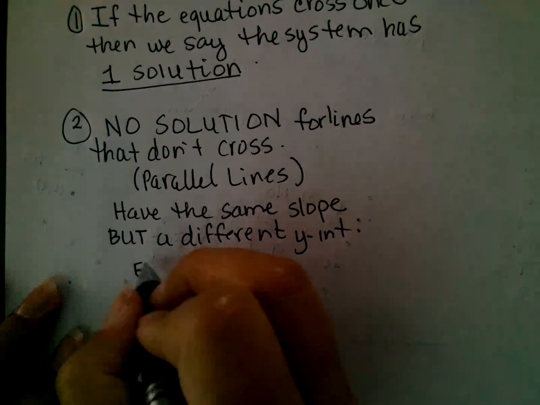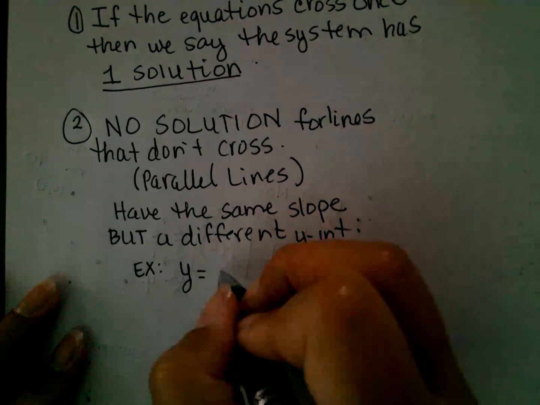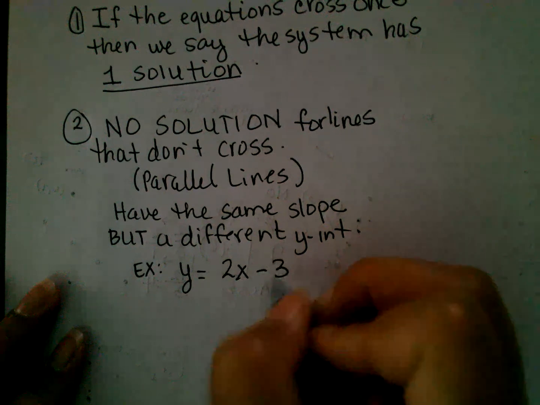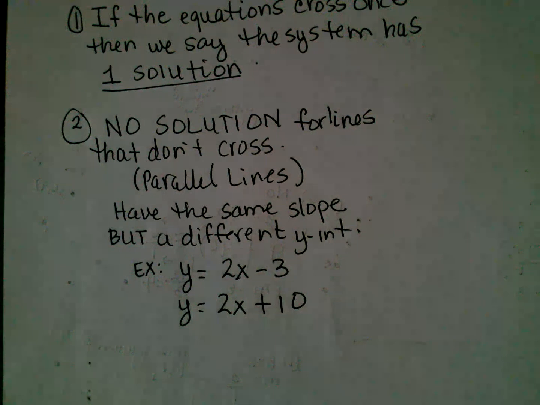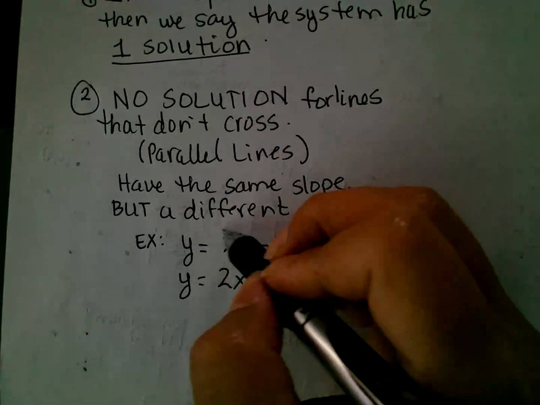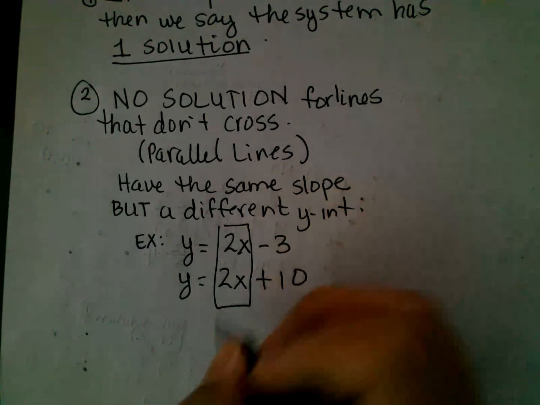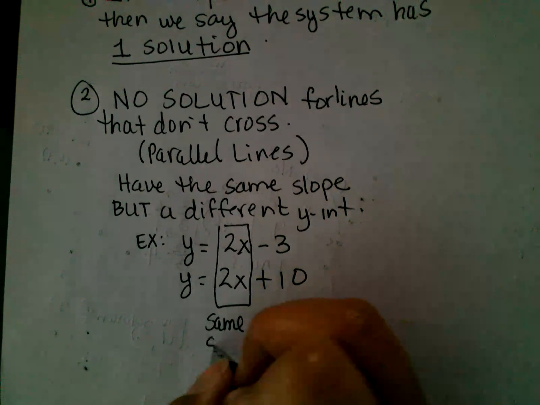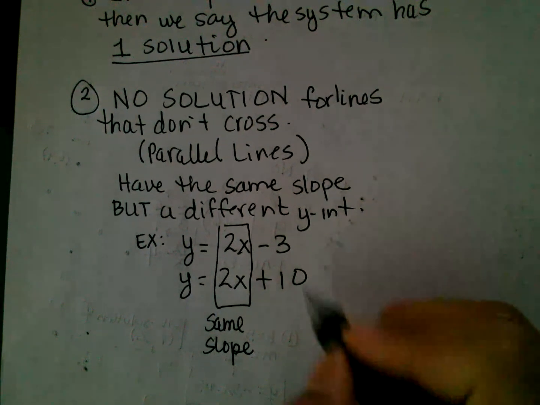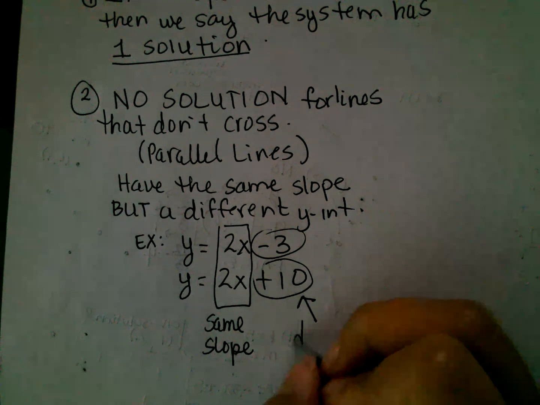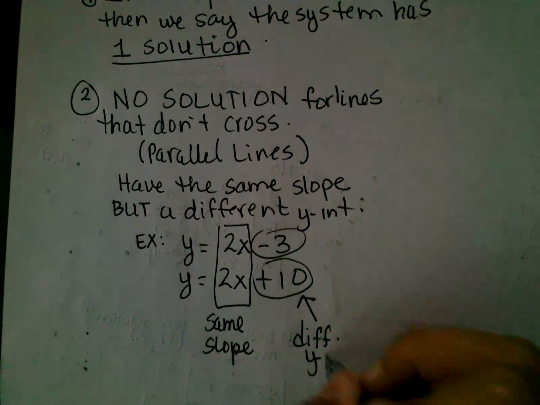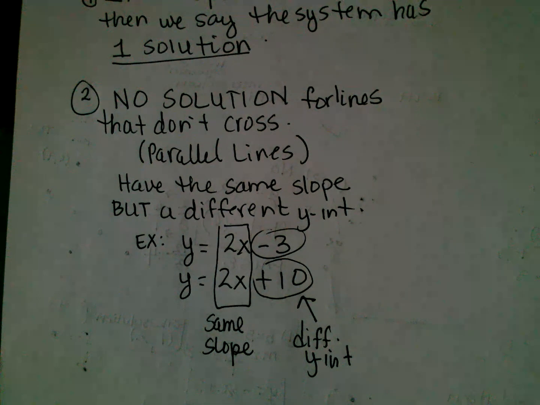So for example, y equals 2x minus 3 and y equals 2x plus 10. As soon as you see that they have the same slope, but they have different y-intercepts, you need to train your brain up. Those are parallel. They're never going to meet. So they're going to have no solution. Okay?